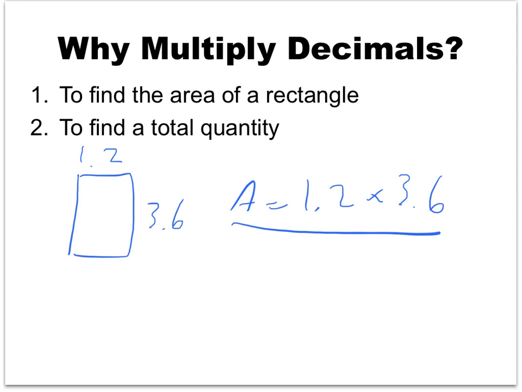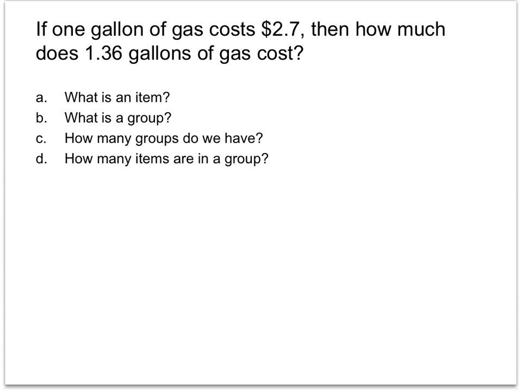So what do I mean by that? Well, let's look at a real simple example here. Suppose that 1 gallon of gas costs $2.70. Then how much would 1.36 gallons of gas cost? So this looks like a multiplication problem, and let's verify it's a multiplication problem by asking the same 4 questions that we always ask ourselves when we set up a multiplication problem. So question A, what is an item? Well, we look at the question. The question is, how much does a gallon of gas cost? That's really asking for what's the total number of dollars. So an item is $1.